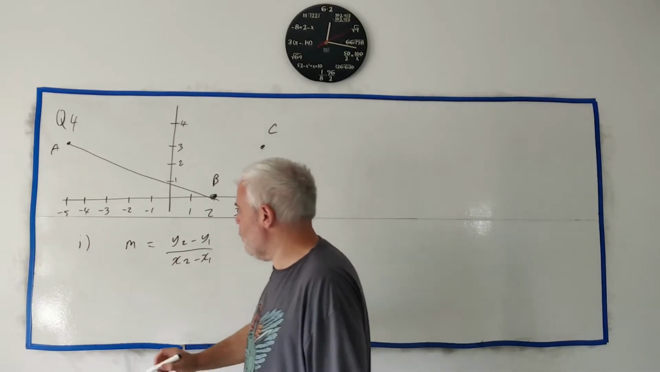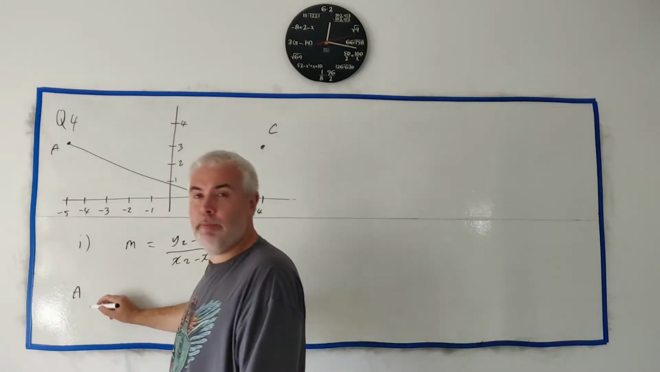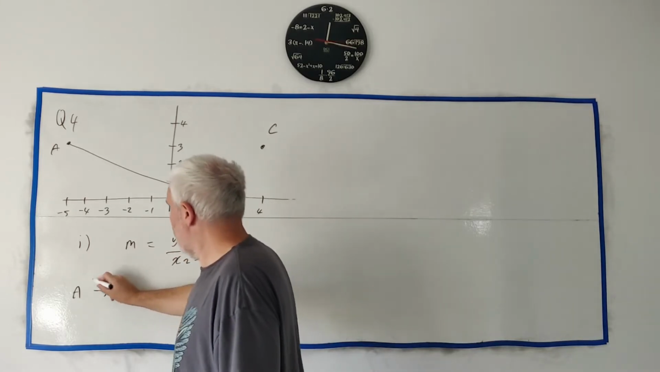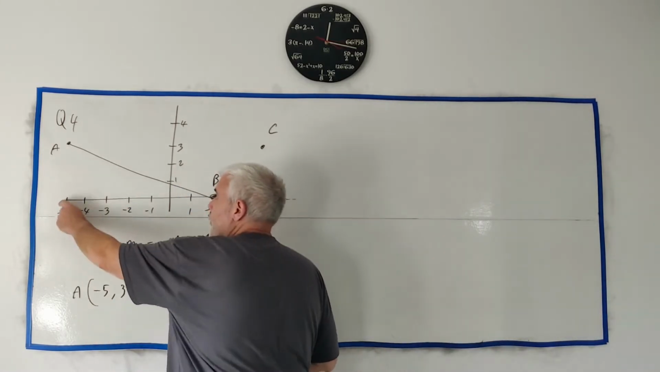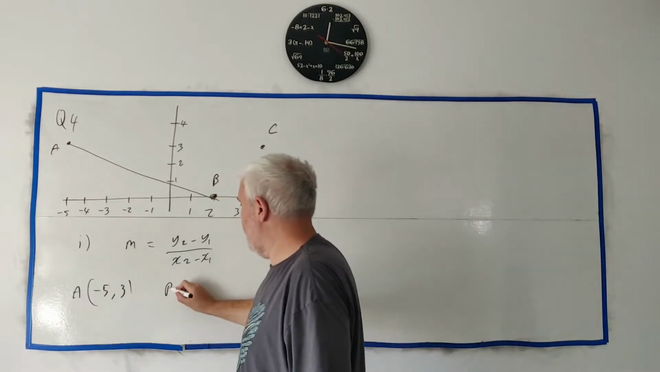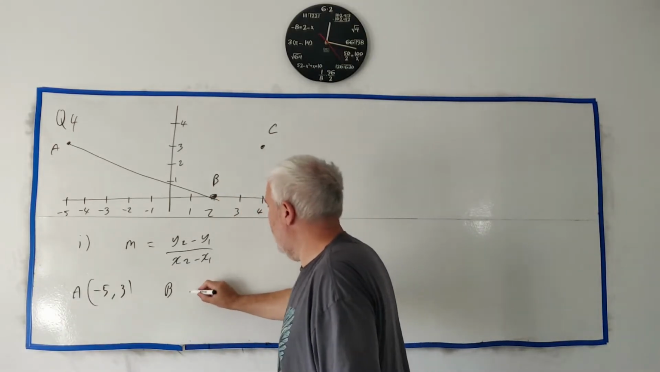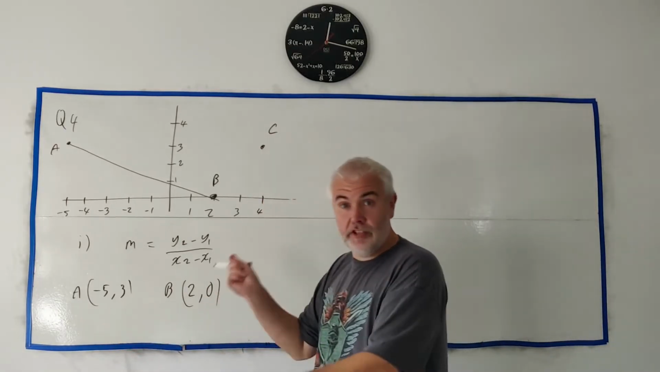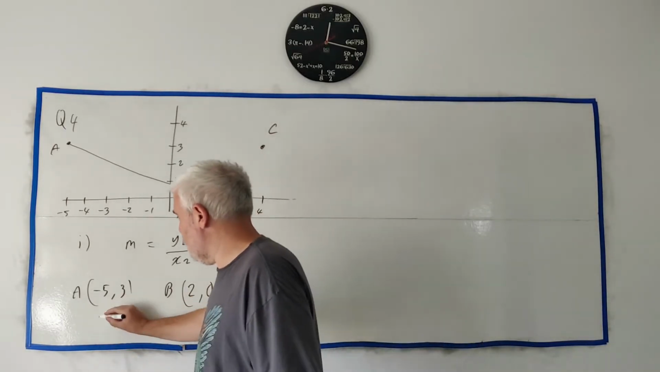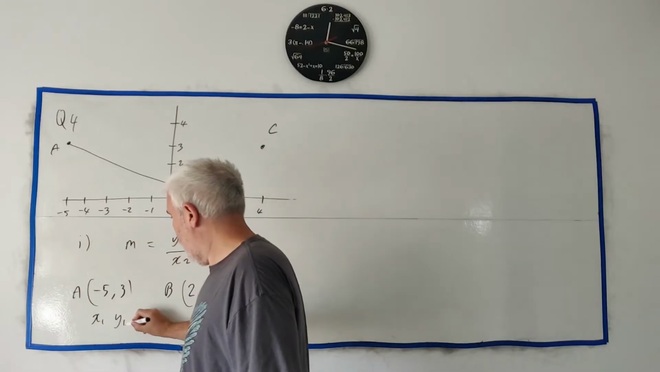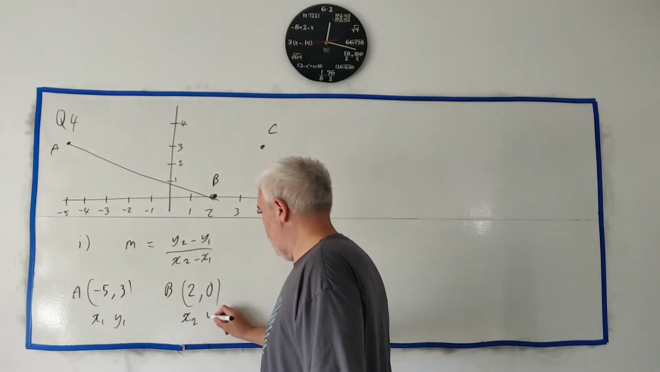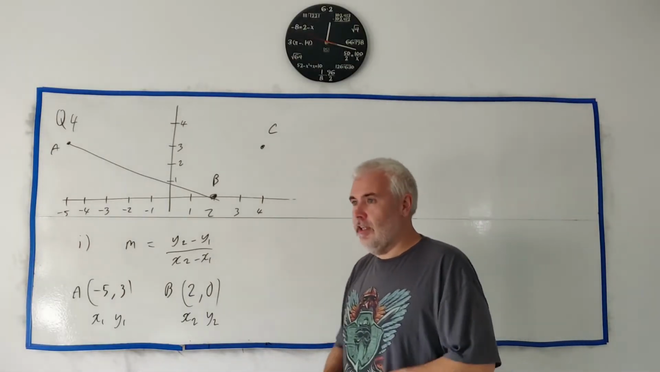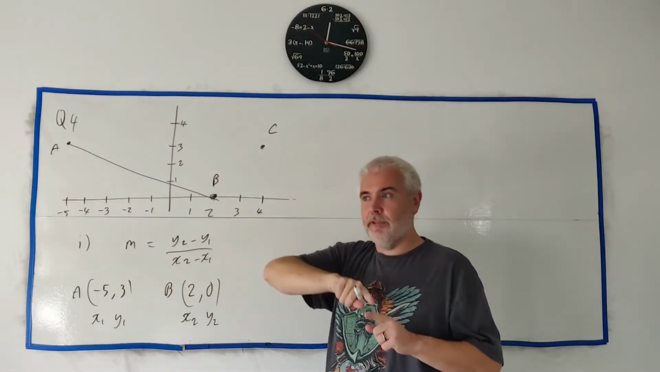What's x1 and y1 and so on? Well, we have 2 points. Let's write them both out. The A point, I'll read it off here, is minus 5, 3. And the B point is at 2 and 0. Now you could go ahead and use these the other way around, but I'm going to say this is my first one, x1, y1, and this is my second one, x2, y2. It wouldn't matter if you mix that up, you would still get the same answer. The slope of this line is the same as the slope of that line.